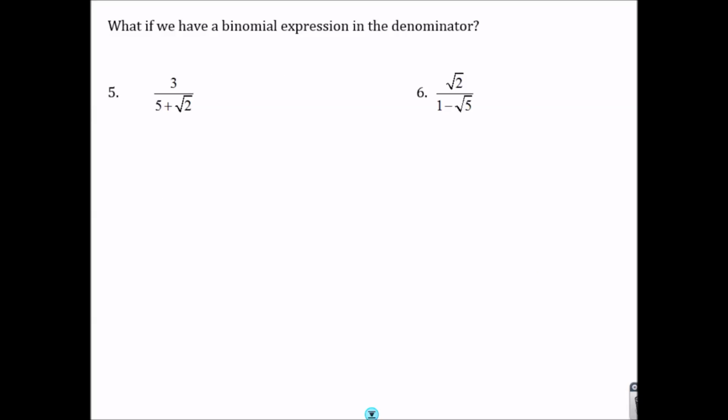Now, what if we have binomials as our denominators instead of monomials like the previous examples? In this situation, we need to multiply by the conjugate.